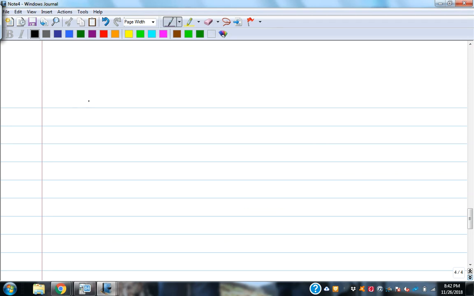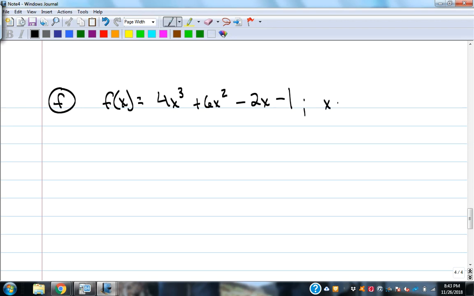All right, so let's look at example F. Here's our polynomial: 4x to the third plus 6x squared minus 2x minus 1. And they're telling me that x equals 1/2 is a 0. And they gave me a fraction. That's no fun, but it's doable.